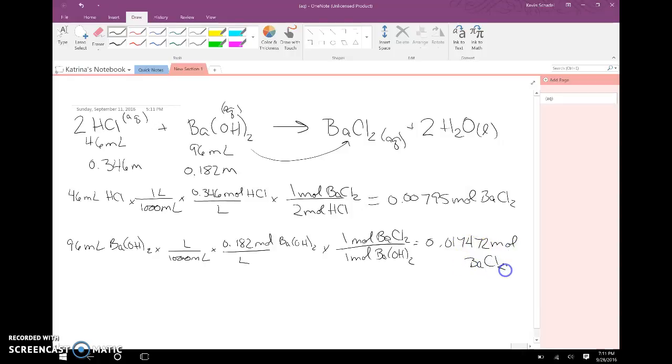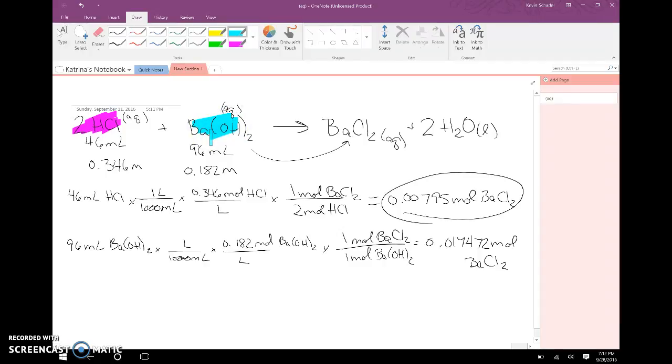Now you'll notice I'm not rounding. I don't want to give myself that problem of serial rounding, so I'm going to wait for sig figs till the end. So of these two, this is my smaller number. So we'll make hydrochloric in red, that's my limiting reactant. Barium hydroxide in blue, I've got that in excess.